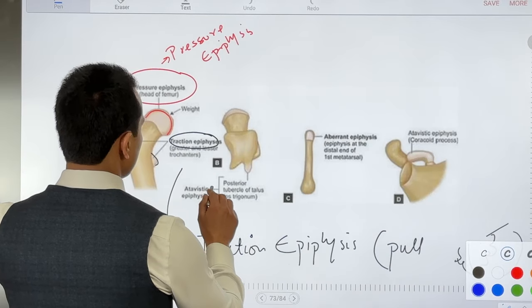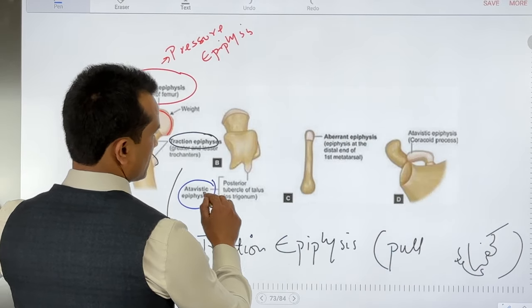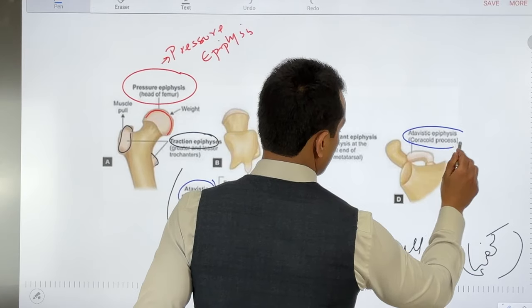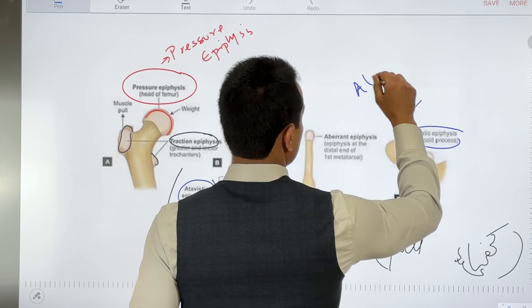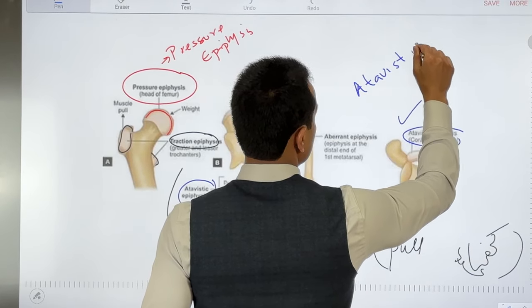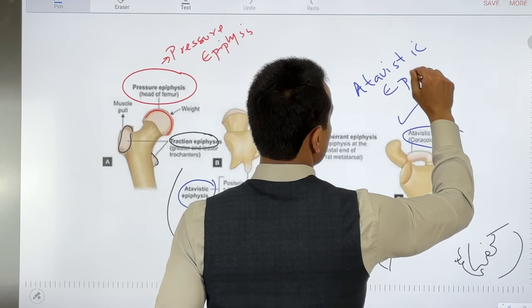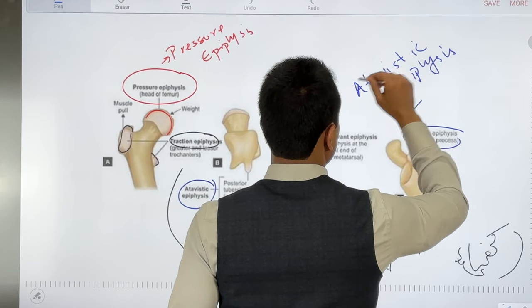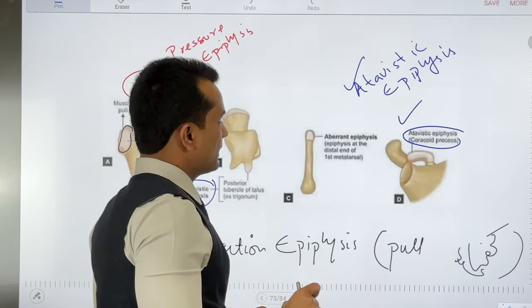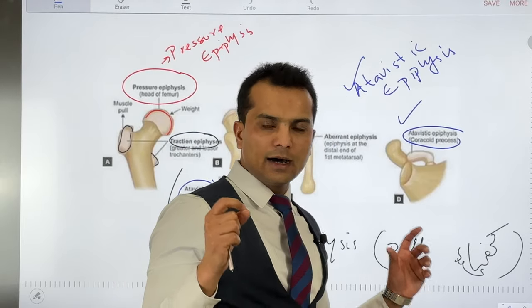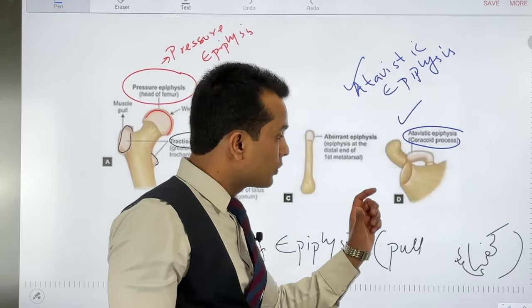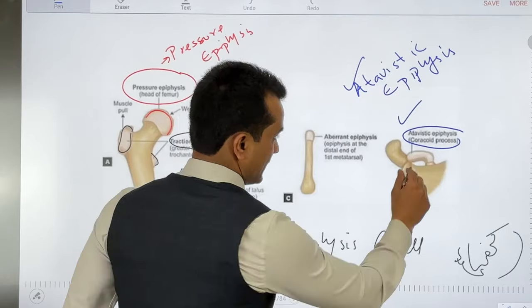Next epiphysis is basically the atavistic epiphysis. Here you can see the atavistic. What is the meaning of atavistic? Atavistic means a remnant, a remaining part of any bone in the human body, like this coracoid process.